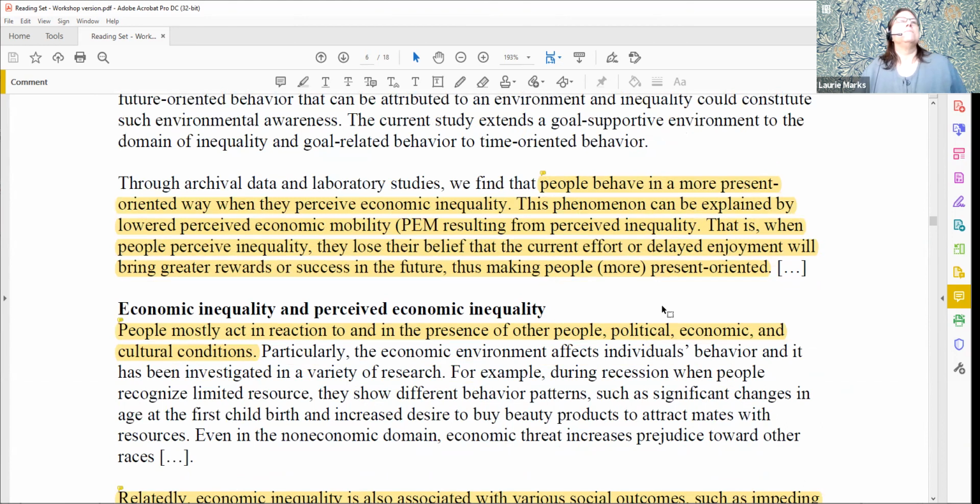They've found in their review of the material that people behave in a more present-oriented way when they perceive economic inequality. They say this phenomenon can be explained by lowered perceived economic mobility, which they abbreviate as PEM, which results from perceived inequality. So if you perceive that you're in an unequal situation, then you're also going to perceive that you have a lower chance of economic mobility.